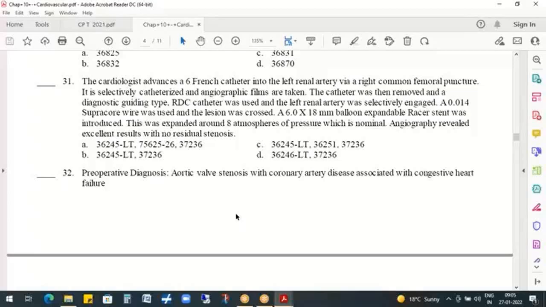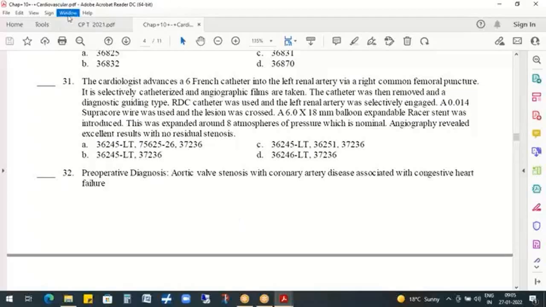Now you can see, the cardiologist advances a catheter into the left renal artery via right common femoral puncture, selectively. From where is it moving? From right common femoral to left renal. Catheterization and angiographic films are taken. The catheter was then removed and a diagnostic guiding type RDC catheter was used and the left renal artery was selectively engaged. Then they are doing some procedure at the renal artery.